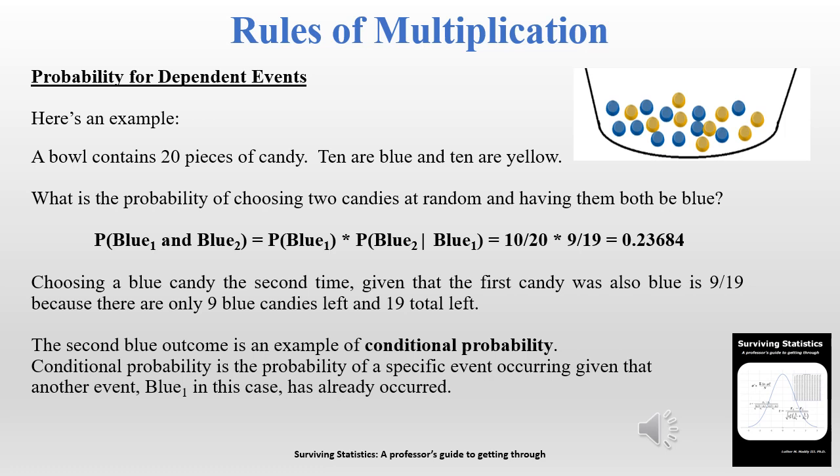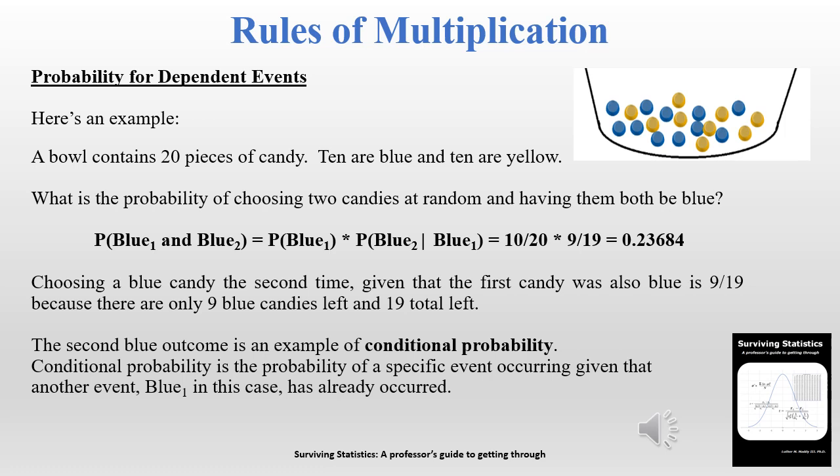All right, here's an example to hopefully make this make a little bit more sense. Assume you have a bowl filled with 20 pieces of candy. 10 of those are blue and 10 of the pieces are yellow. We want to compute the probability of choosing 2 candies at random and having them both be blue. Well, obviously, choosing a blue candy the second time is affected by the fact that we took one out the first time. There's not as many blue ones in there. So here's the formula.